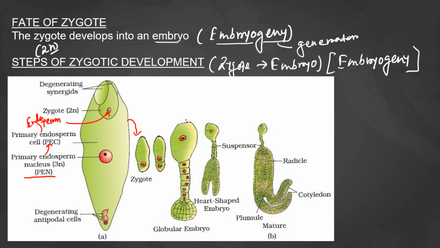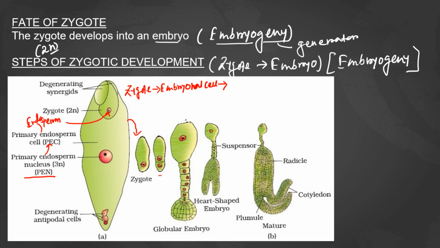So first, as you are getting over here, the nucleus of the zygote will get divided by different processes of cell division, and as a result we will get some intermediate stages. So first the zygote will be converted into the embryonal cell.